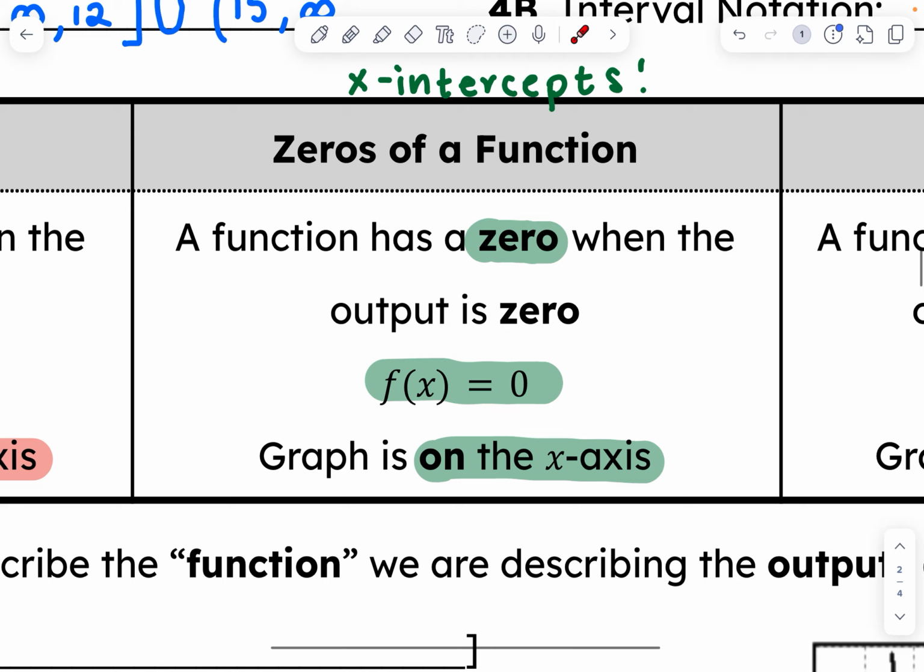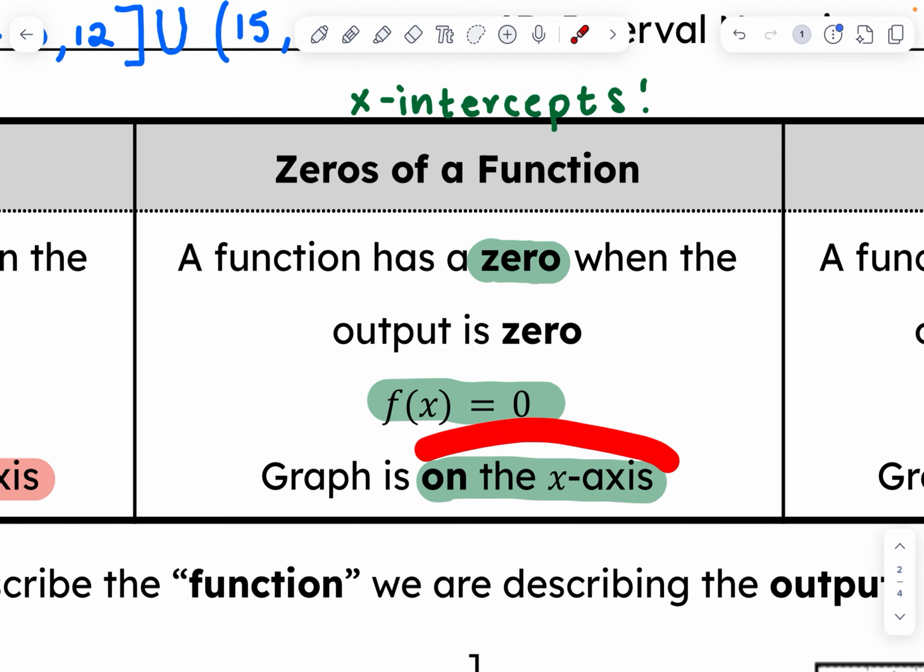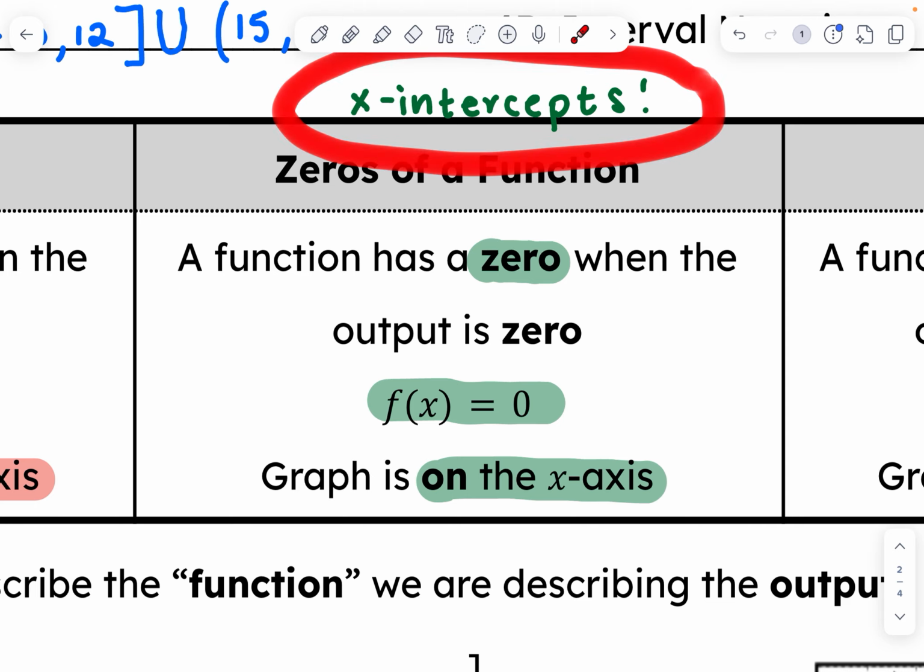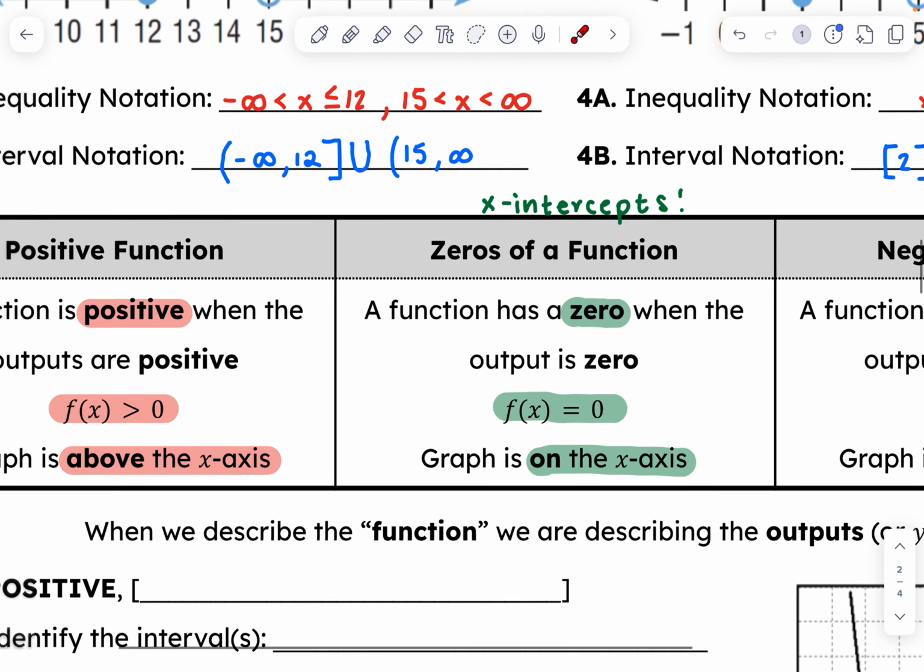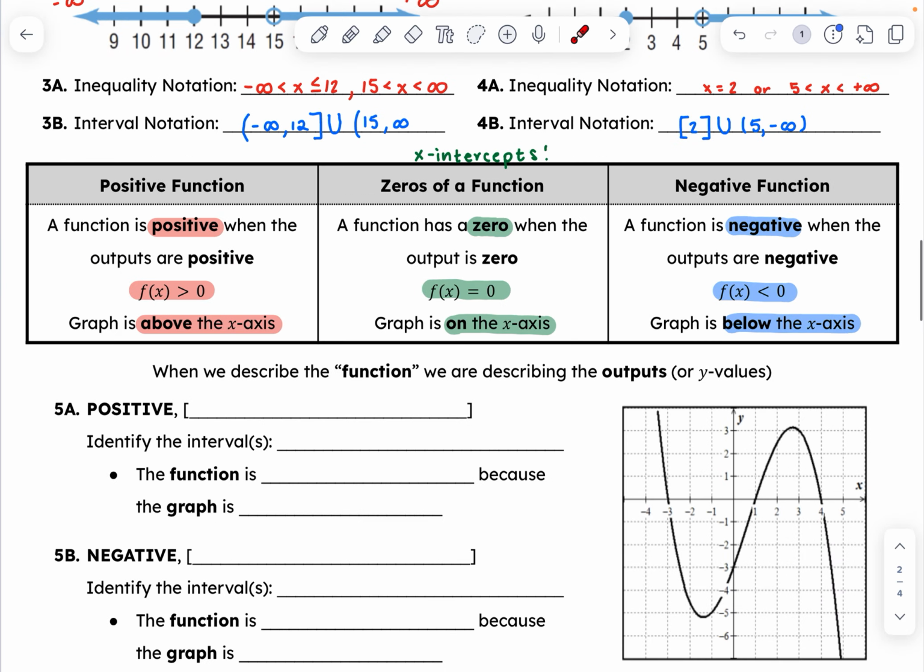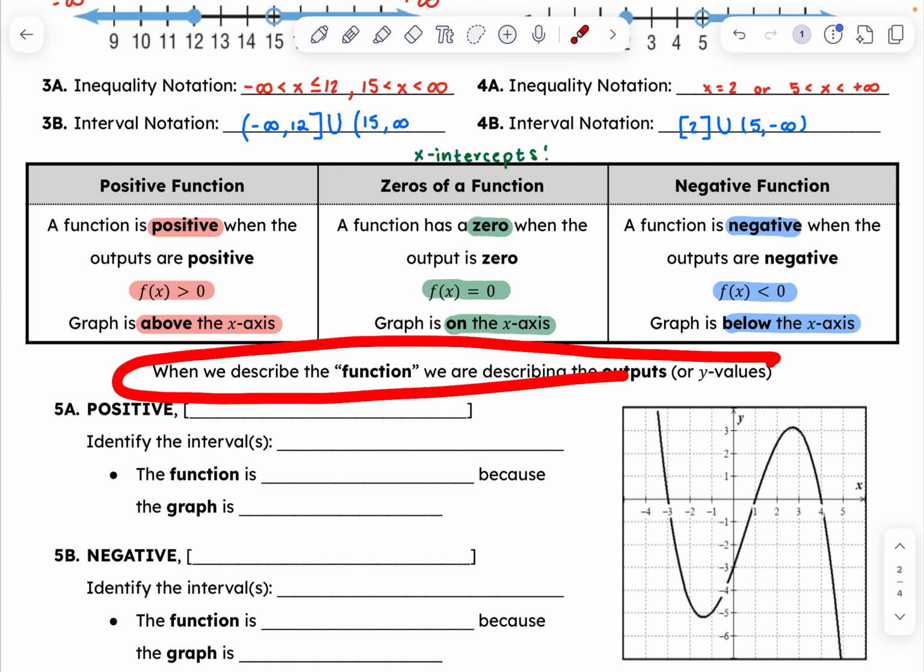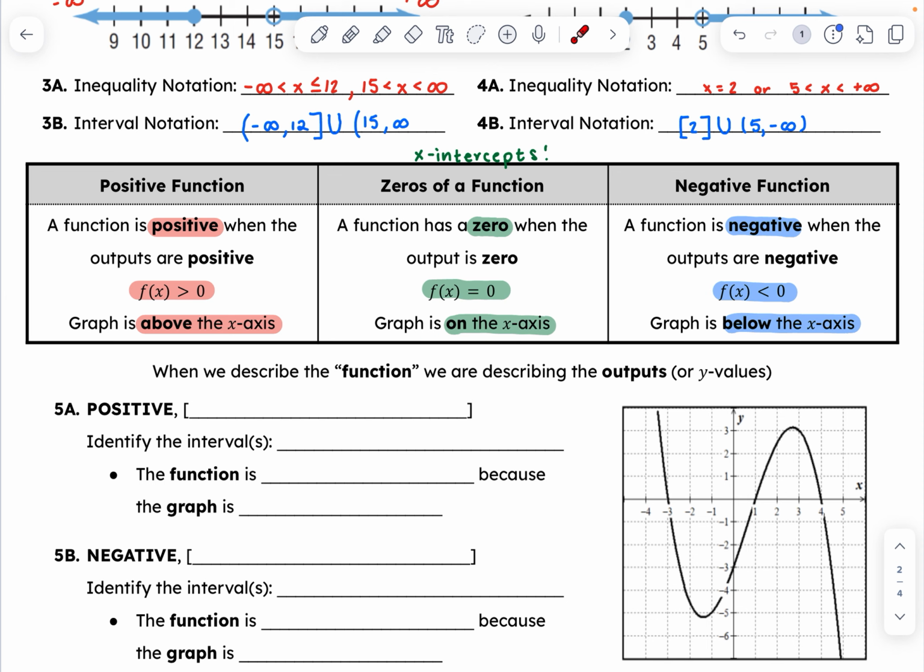If a function is exactly 0, meaning it is on the x-axis, we refer to this as a 0 of the function, which you previously have encountered and called an x-intercept. An important note to make is that when we describe a function, we are describing the outputs of that graph.